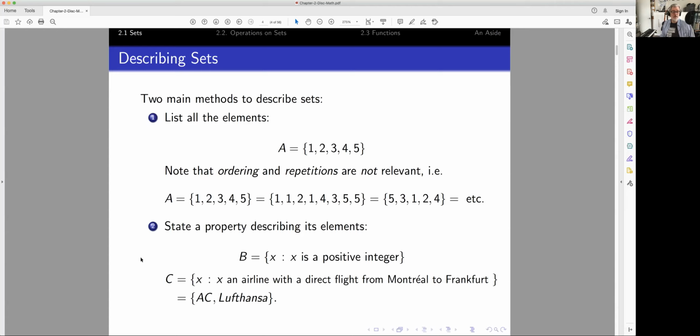Another example here is the set C, which consists of all elements x such that x is an airline which has a direct flight from Montreal to Frankfurt. There are two such airlines, which are Air Canada and Lufthansa. So I could write the set in two different ways here. It's such a small set that I can list all its elements, or I can give this defining property for the set.